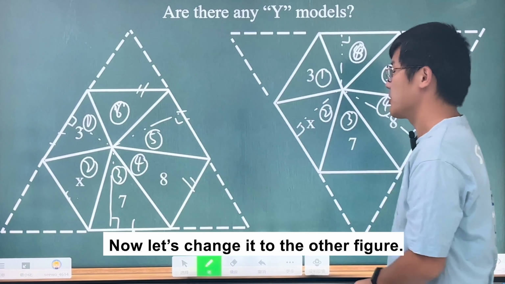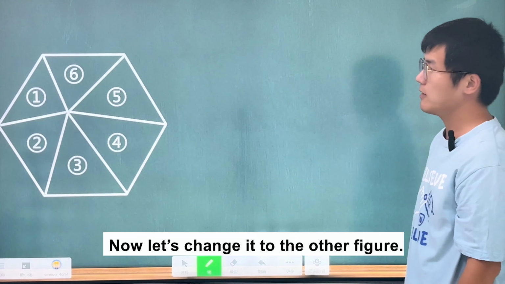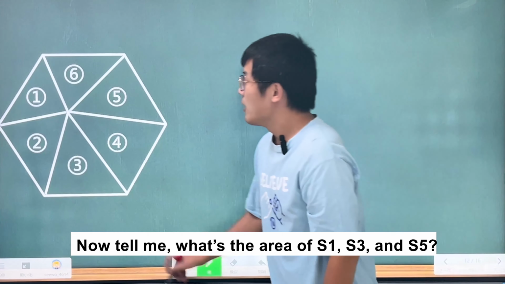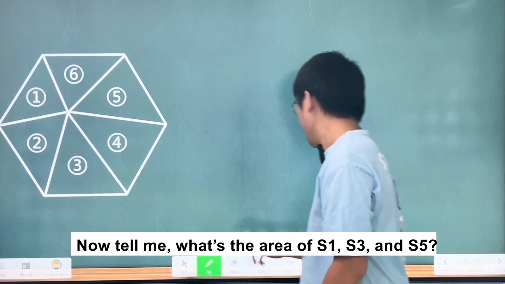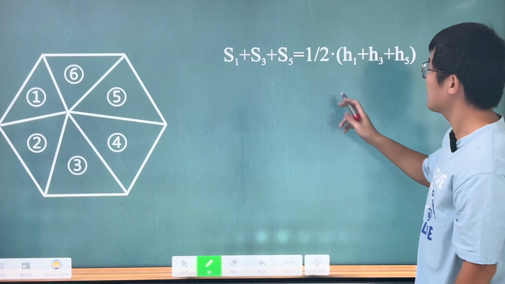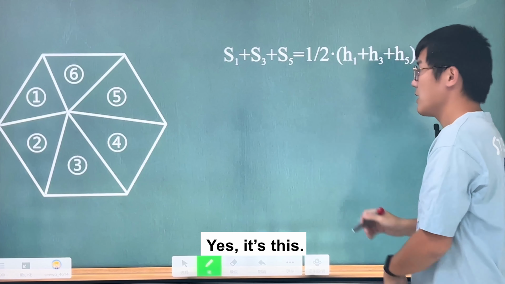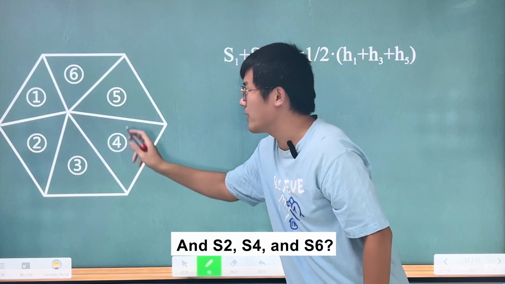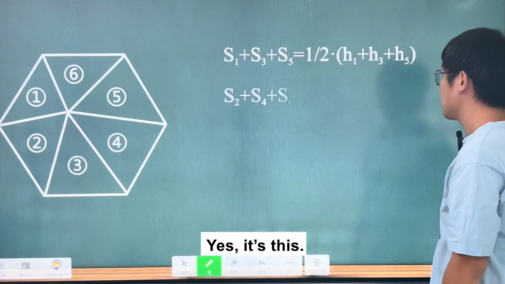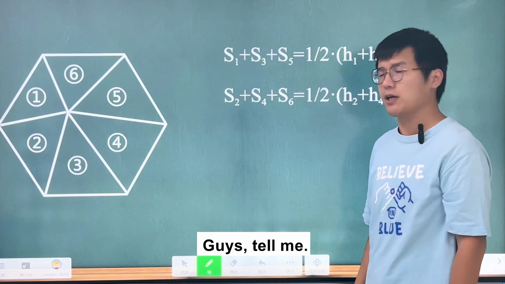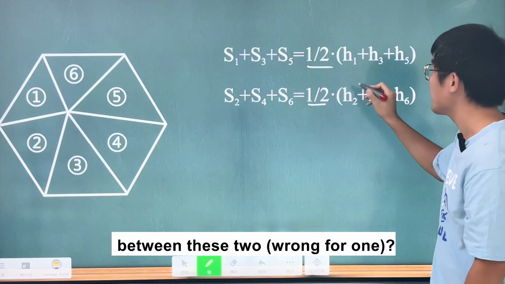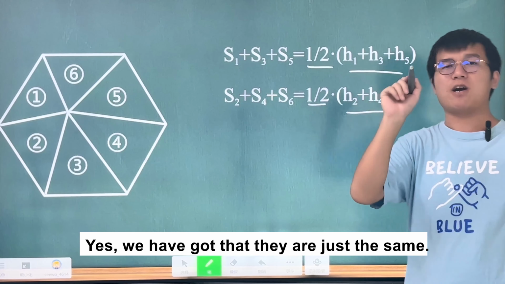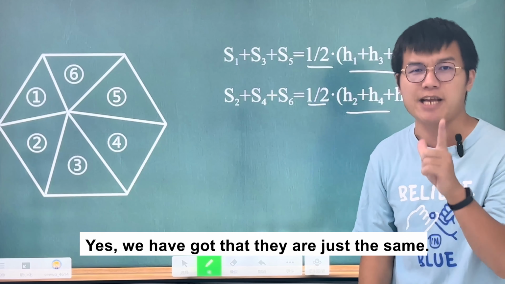Okay, now let's change it to the other figure. Now tell me, what's the area of S1, S3, and S5? Yes, it's equal to this. And S2, S4, and S6? Yes, it's this. Guys, tell me, they are equal. And what's the relationship between this one? Yes, we have got that. They are just the same.